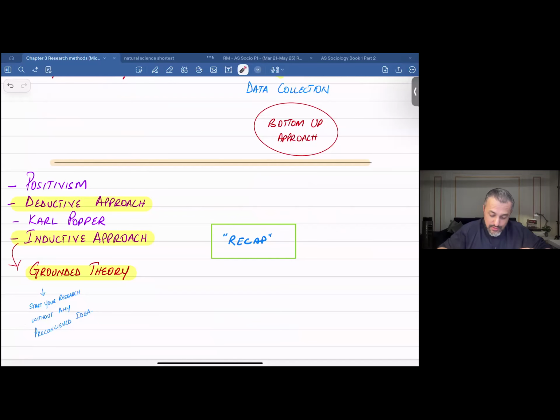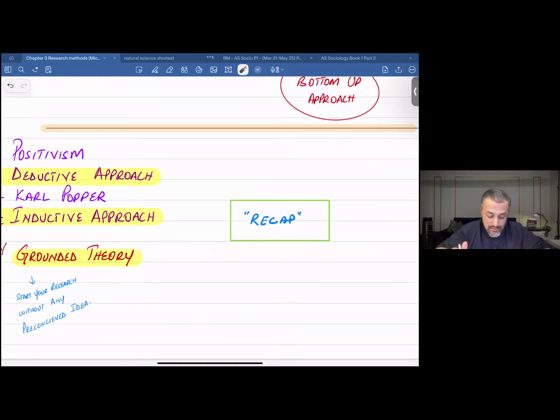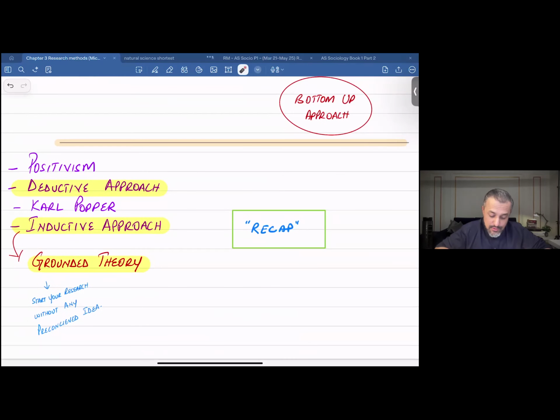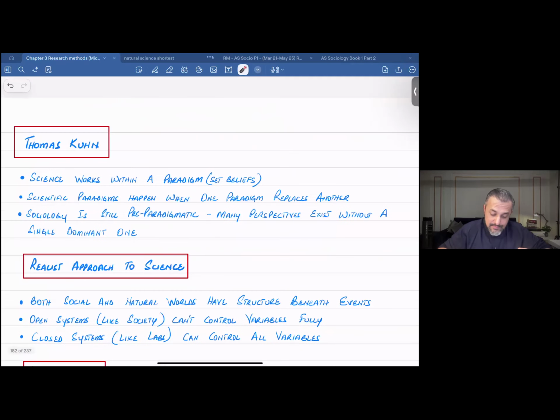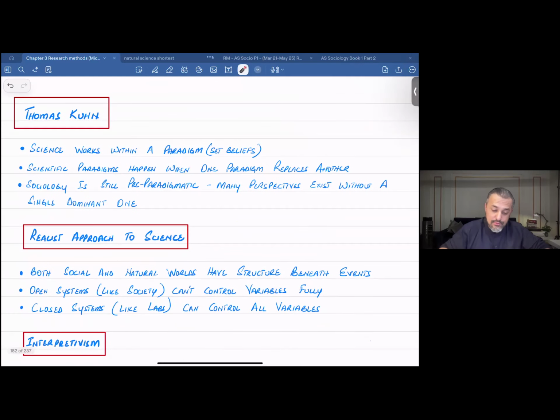And if I try giving a quick little recap of what we've covered so far, we spoke about positivism, the deductive approach, Karl Popper, the inductive approach, and grounded theory. That is, start your research without any preconceived ideas. Let's take this ahead and talk about Thomas Kuhn.